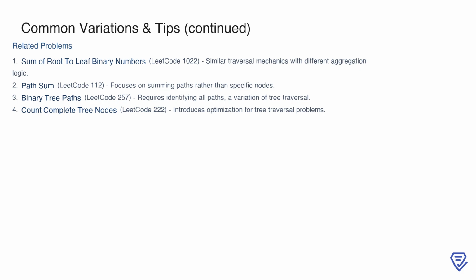For instance, sum of root to leaf binary numbers involves traversing the tree, but instead of summing specific nodes, you're aggregating binary values along the paths. Another example is path sum, which focuses on summing up the values along specific paths rather than individual nodes. Binary tree paths is another variation that requires generating all paths from the root to the leaves, which involves a different way of handling and storing data during traversal. Lastly, problems like count complete tree nodes introduce optimization techniques for tree traversal, providing opportunities to practice efficient algorithms. Understanding these related problems can give you a broader perspective on tree traversal patterns.